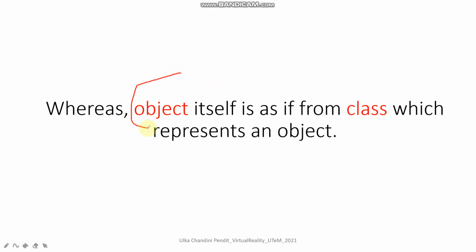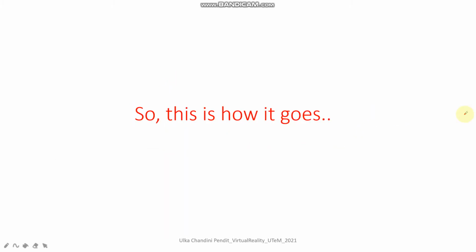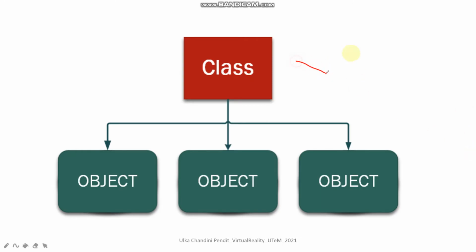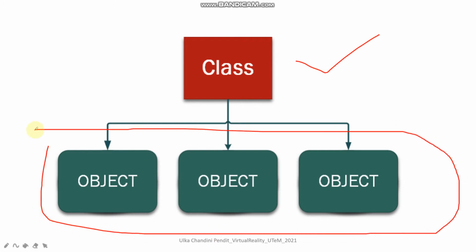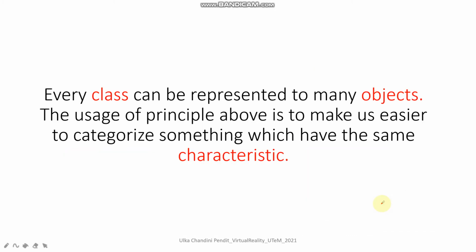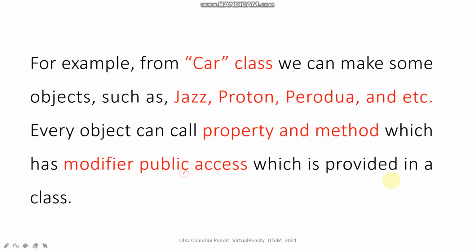Whereas the object itself is as if from a class, which represents an object. So this is how it goes. This is the class, and below the class it has some different objects, for example object 1, object 2, and object 3. So every class can be represented by many objects. The usage of this principle is to make it easier for us to categorize things which have the same characteristics.